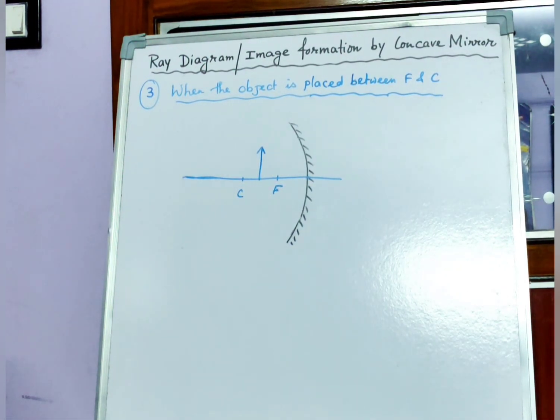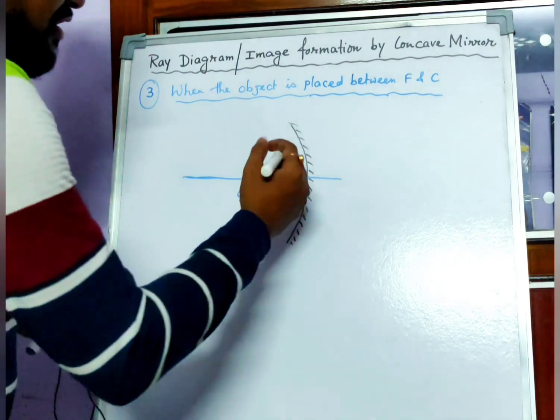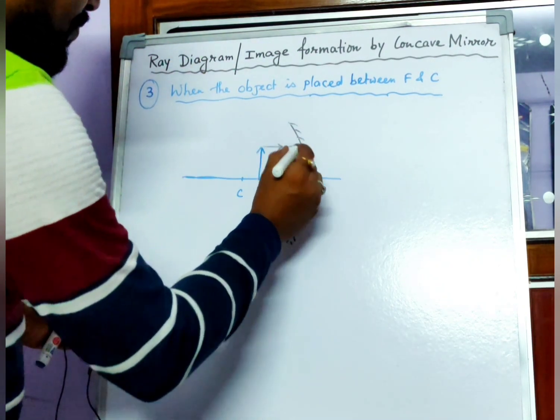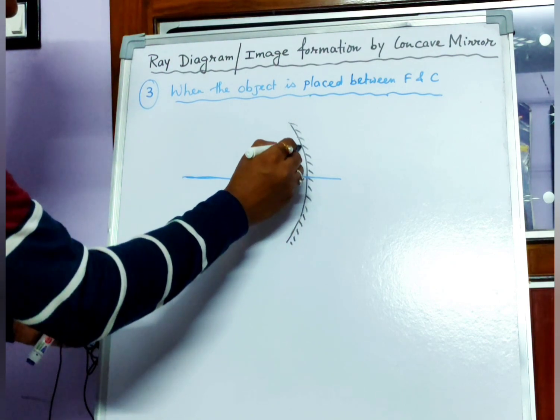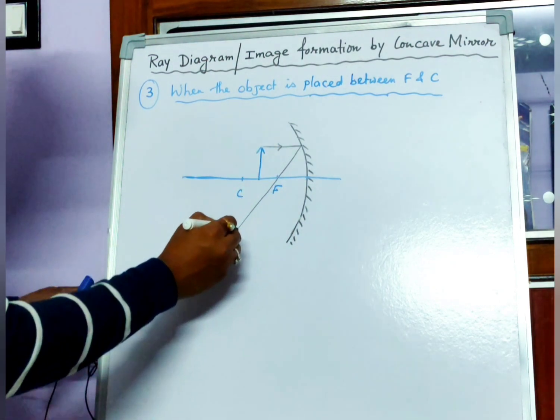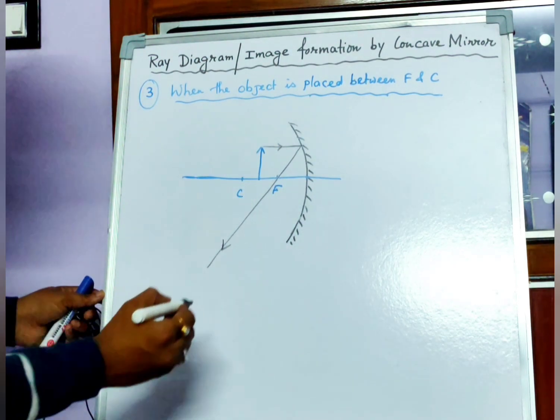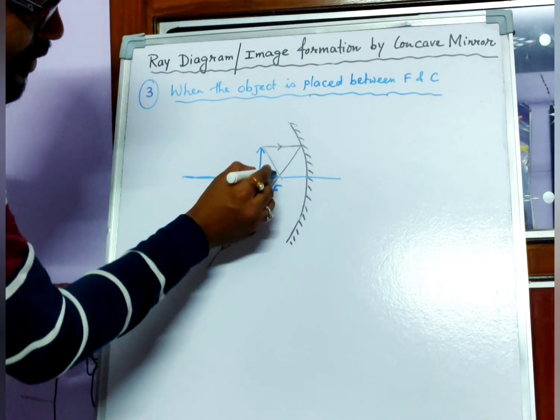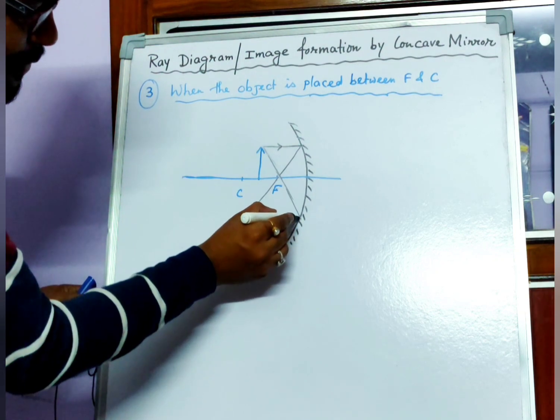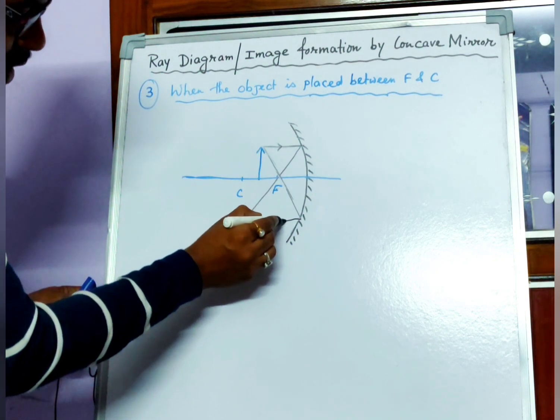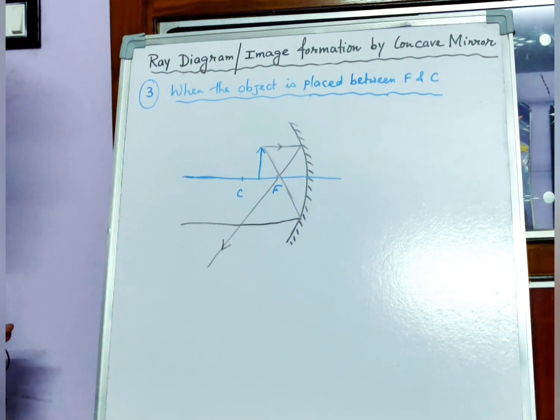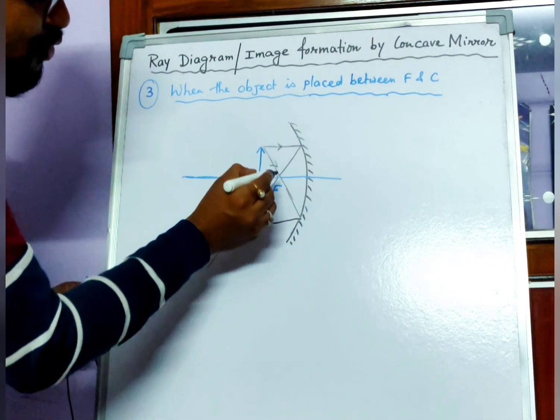If the object is placed between F and C, this is the object, how will the image form? First, the ray which is parallel to the principal axis, after reflection, will pass through the focus. This is the property, as I have already explained. The ray which is passing through the focus, after reflection becomes parallel to the principal axis. These are the two rays I have drawn.